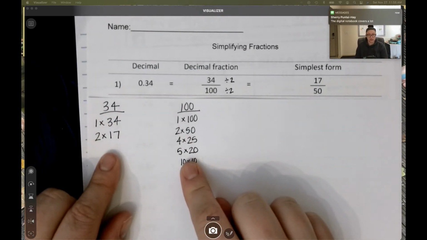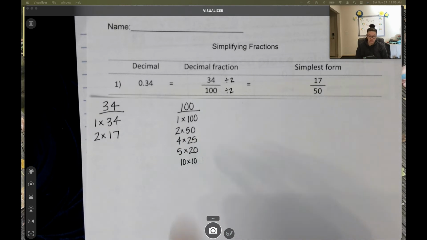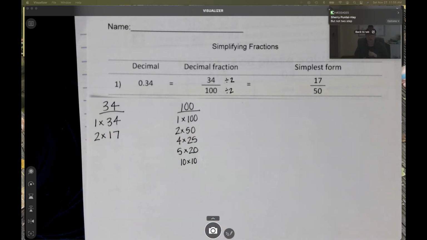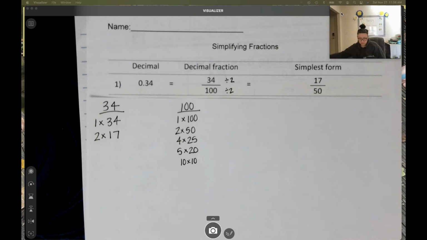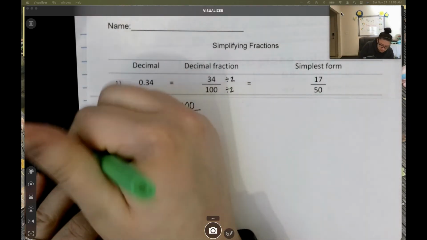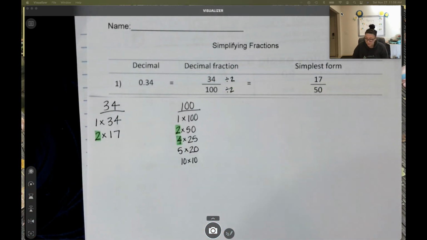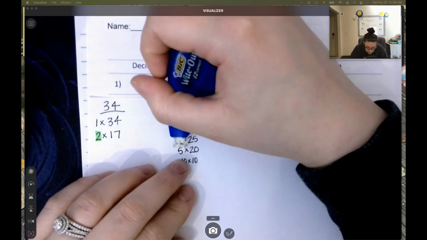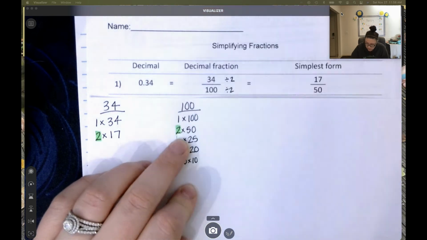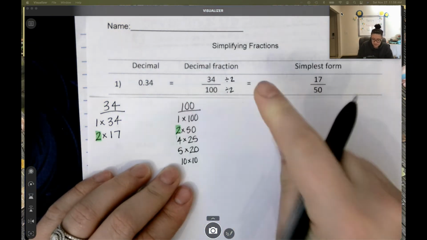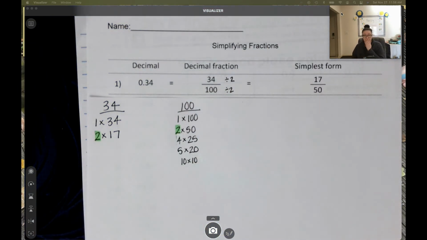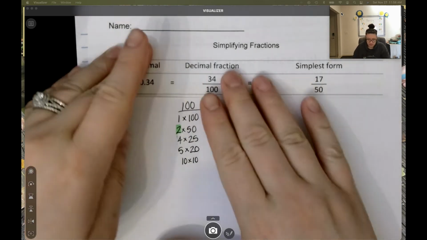So when I look between my 34 and my 100, I want to choose one of those numbers that goes into both of them. If I go through, I see that 2 is the only number that goes into 34 and 100. That means I can only divide both of them by 2. I know that was a lot. Let's try another one.